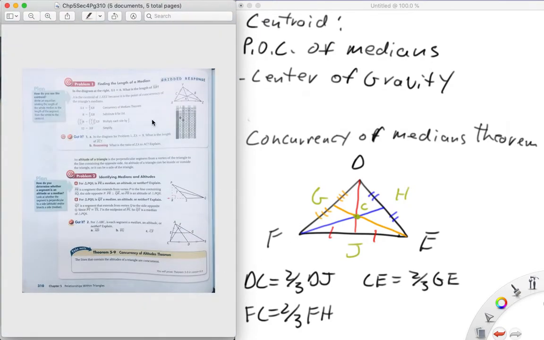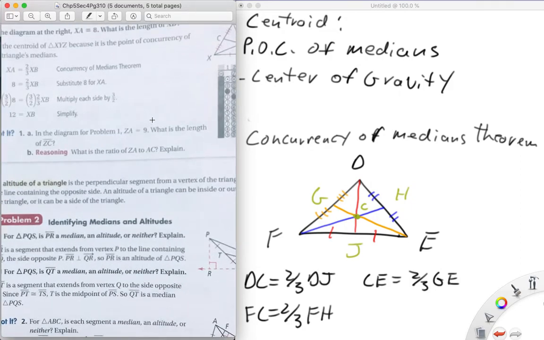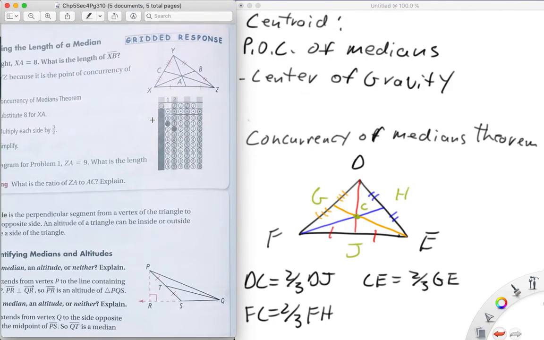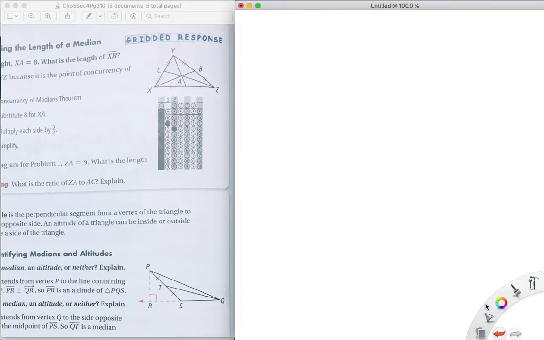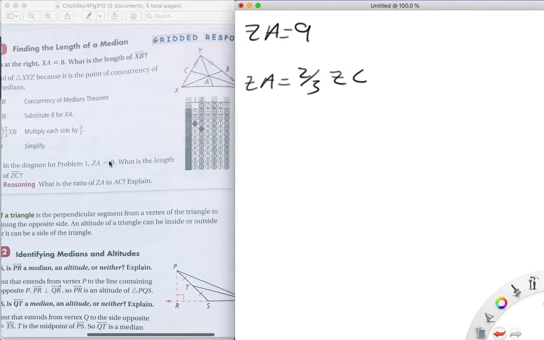Okay. All right, so with that information in mind, we have this triangle here, and it tells me that we have ZA, and ZA is equal to 9. I know that that's from the vertex to the centroid. So ZA, thinking about the equation, is equal to 2/3 of the vertex to the median midpoint of the opposite side. So that would be CZ or ZC. And they want us to find the length of ZC.